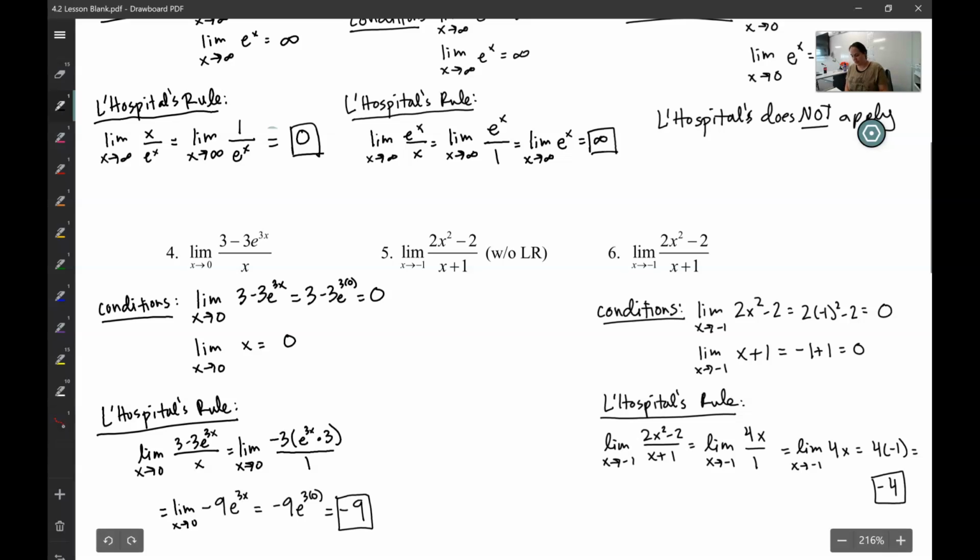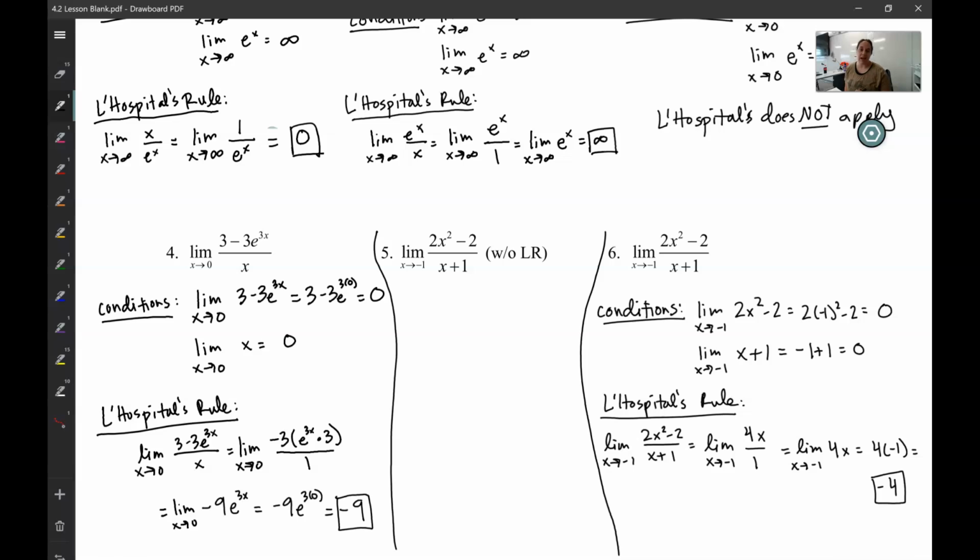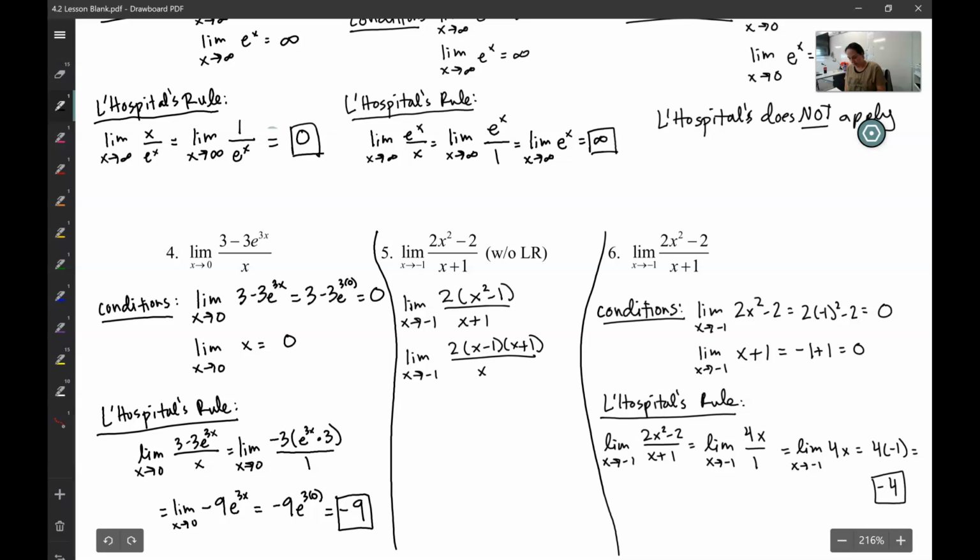Okay, last problem for this video, number 5. We're going to do this problem without L'Hopital's rule. You'll notice it is the same exact thing as number 6. So we're going to use our old strategies to show you that L'Hopital's works as a shortcut. So what I'm going to do is simplify this out. So x squared minus 1 is x minus 1 times x plus 1. Cancel things out just like we did last chapter.